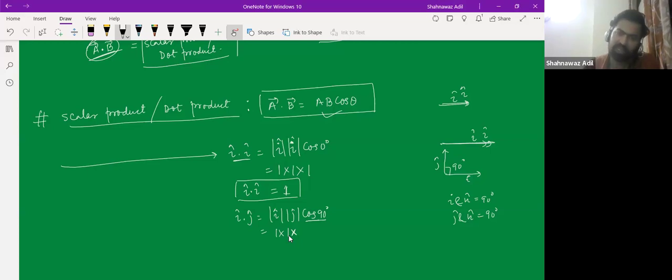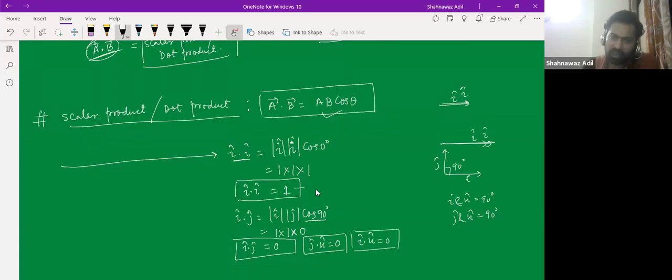Cos 90 is 0, right? Cos 0 is 1, cos 90 is 0. So the whole thing would be 0. So I dot J would be 0. Similarly, J dot K would be 0 because again the angle is 90. I dot K would be 0 because again the angle is 90. And similarly J dot J would be 1, and K dot K would be 1.